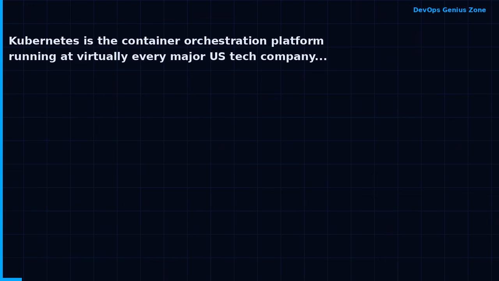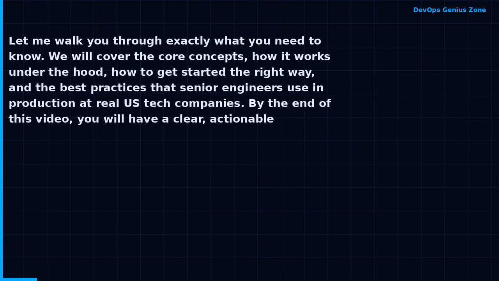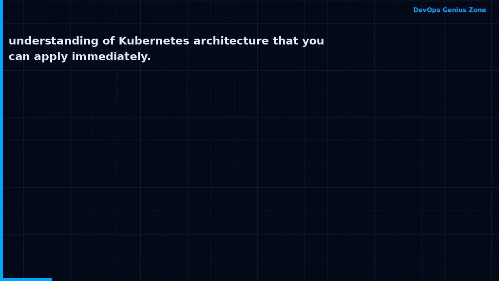We will cover the core concepts, how it works under the hood, how to get started the right way, and the best practices that senior engineers use in production at real US tech companies. By the end of this video, you will have a clear, actionable understanding of Kubernetes architecture that you can apply immediately. First, let us talk about why Kubernetes architecture matters so much right now.